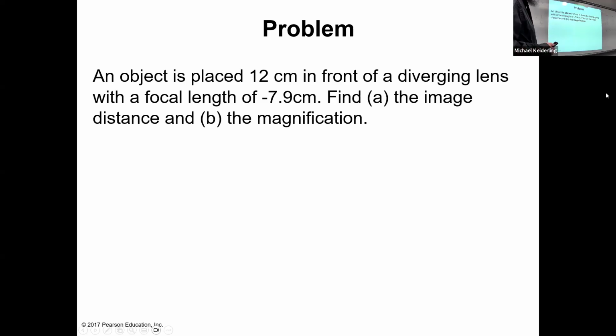Here we have an object placed 12 centimeters in front of a diverging lens with a focal length of negative 7.9 centimeters. We want to find the image distance and the magnification.